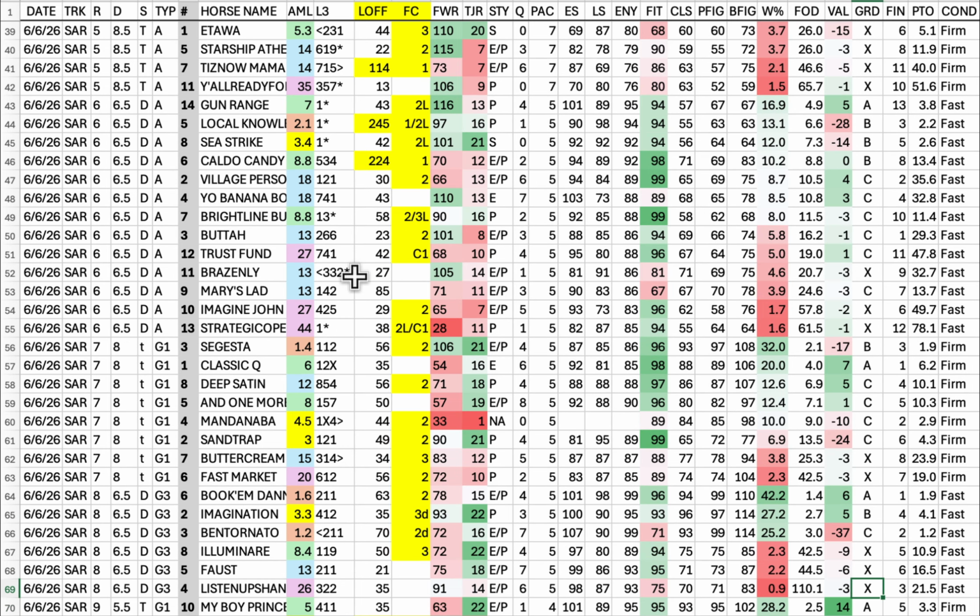Race 7, this is where I started getting good. I hit Classic Q, got the A, 6 to 1. I hit that. That was clearly the play in a grade 1 race.